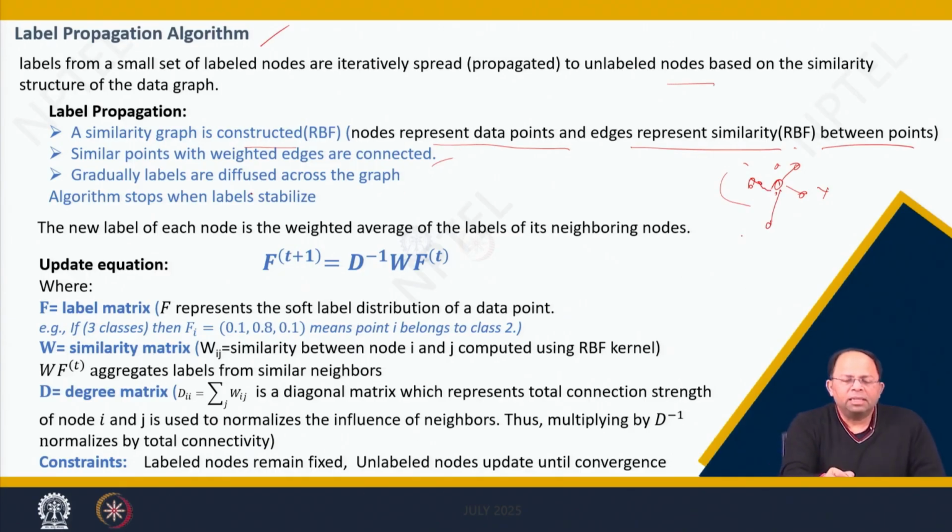And gradually levels are diffused across the graph, and that means things which are similar will get the levels of the surrounding points. And then gradually the levels keep on diffusing throughout the graph. And the algorithm stops when the levels stabilize, and there is no change in the levels at all. So what we can say is that the new level of each node is the weighted average of the levels of its neighborhood nodes. That means the levels of neighborhood nodes determine what would be the level of the node that is under consideration.